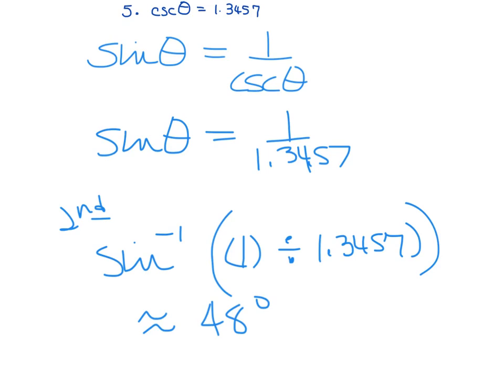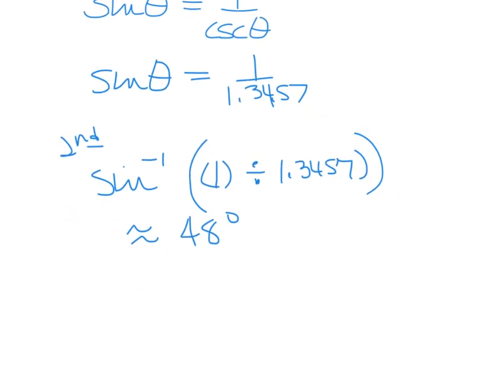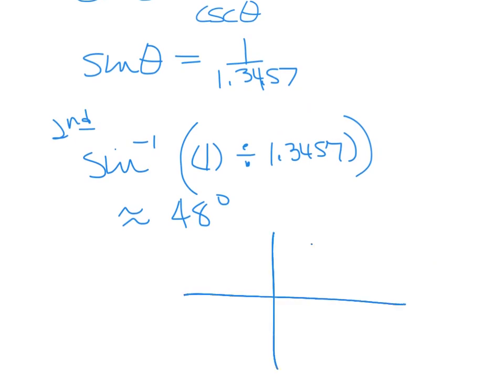So now I need to figure out what the other angle is. So I'll do my quadrants here. 48's the first one. Subtract that from 180. Add that to 180. 228. And then subtract it from 360.